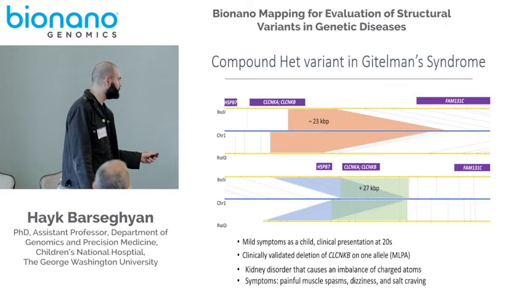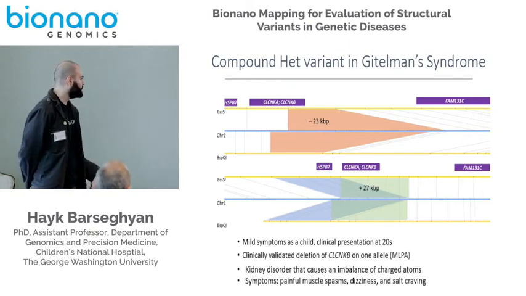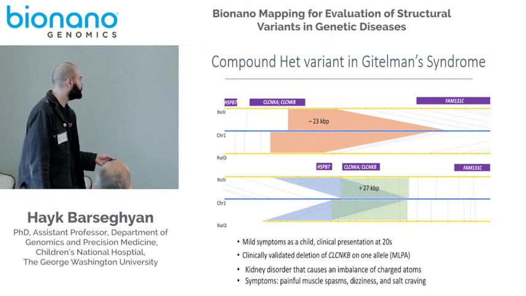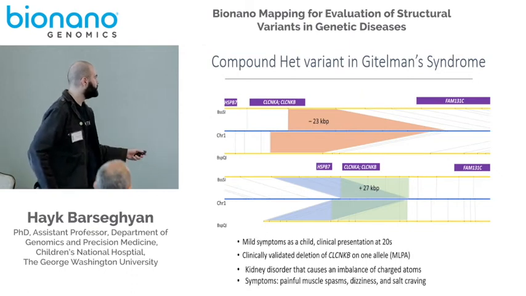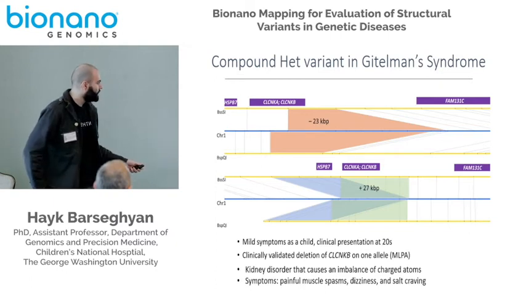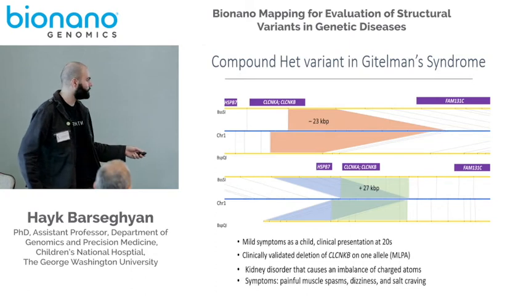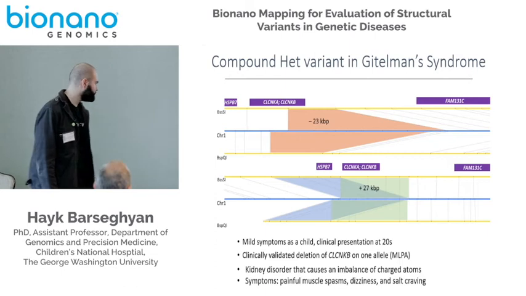And then the last one I'm going to show is a compound heterozygous variant in Gitelman syndrome, which is also a kidney disorder that causes imbalance of charged atoms. Here, we didn't have the parents for this case, so we don't know which one is coming from which. We identified a 23 kilobase pair deletion in one of the alleles, and a 27 kilobase pair duplication in the other allele. The reason you're seeing two maps here for each of the alleles is because this one was run using endonucleases, so we generally use two endonucleases for this.